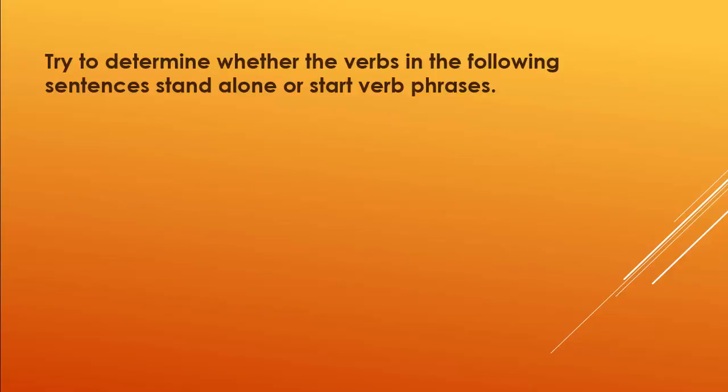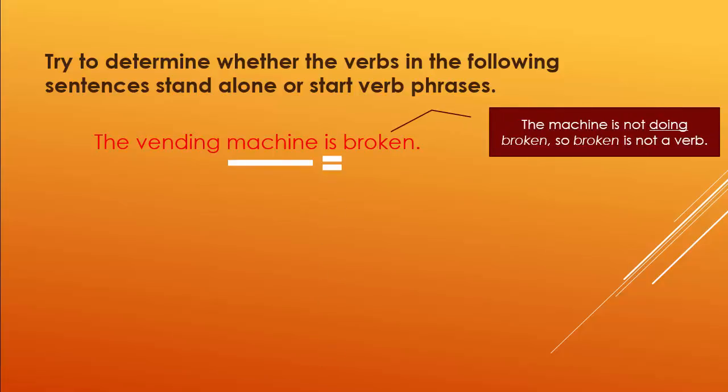Try to determine whether the verbs in the following sentences stand alone or start verb phrases. The vending machine is broken. Machine, is. The machine is not doing broken, so broken is not a verb.